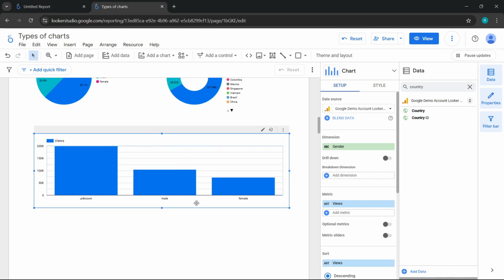Okay. Notice that by default, it brought me the same data I have in the pie chart. However, this is not advisable. It's not that it can't be done, it can be done, but it is not recommended to use a bar chart to show the same information that we could show with a pie chart. What is the bar chart used for?